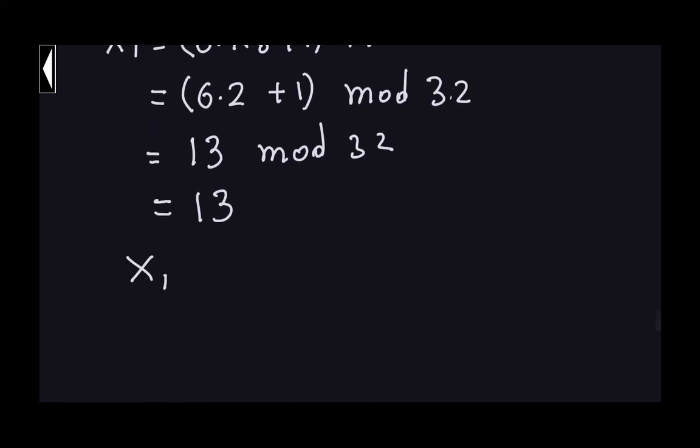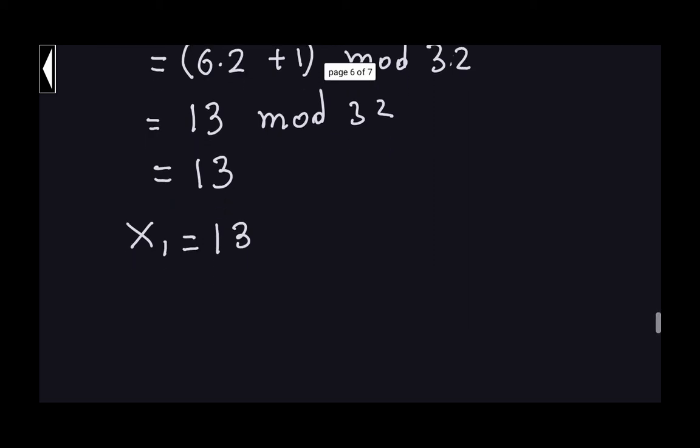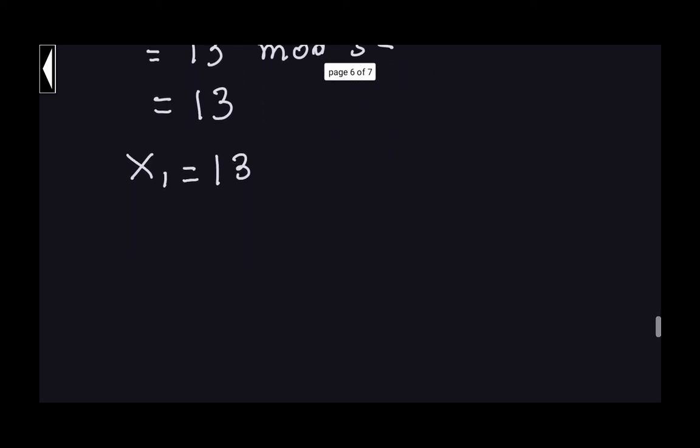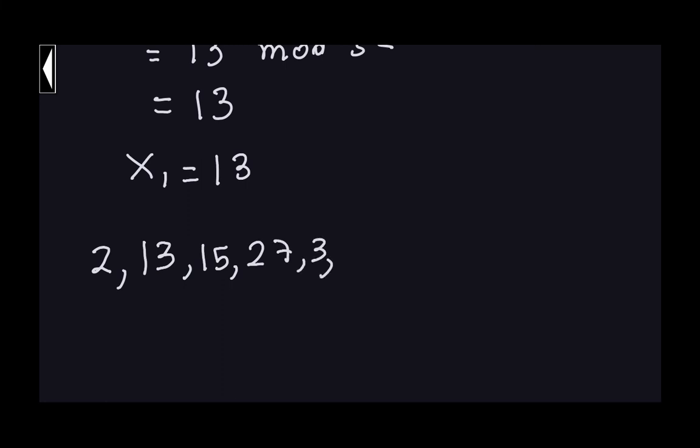So x1 will be 13. And you compute the other numbers in that sequence as well. So I'm just going to write down the first few numbers in that sequence. So you start with the seed, which is 2. We computed 13. If you go ahead and compute, the next one is going to be 15, 27, 3, 19, 19, 19, and so on and so forth.